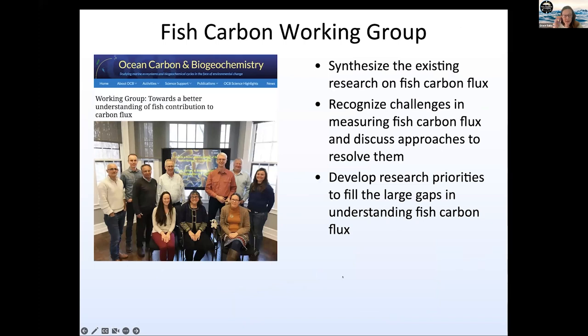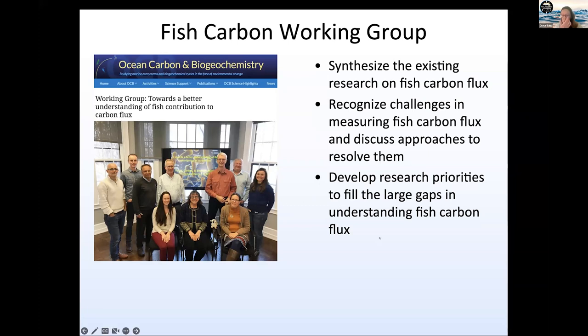So in 2018, we started this fish carbon working group through funding from the Ocean Carbon Biogeochemistry Program. And the goals of the group, and they're all pictured here, and I'll show their names in just a second. The goal of the group was to synthesize the existing research on fish carbon flux. So how much data do we have? We also wanted to recognize the challenges in measuring that flux component and discuss approaches to resolving them. There are a lot of challenges, and I'll talk about those in a little bit too. And then we wanted to develop research priorities.